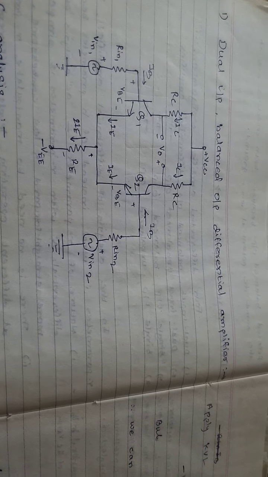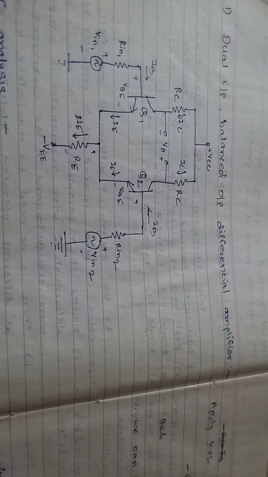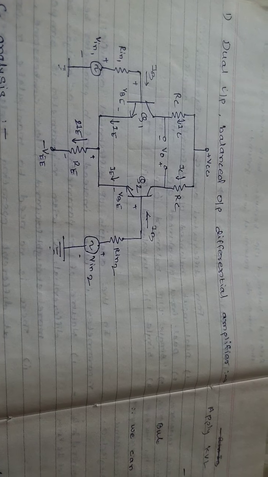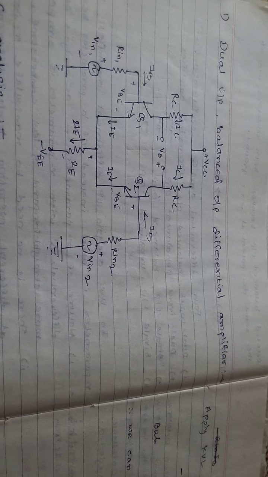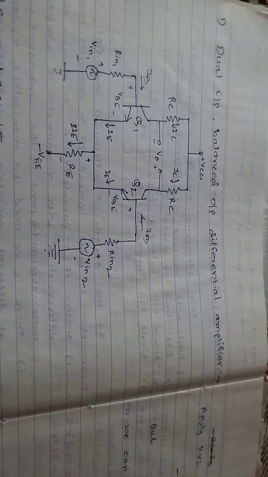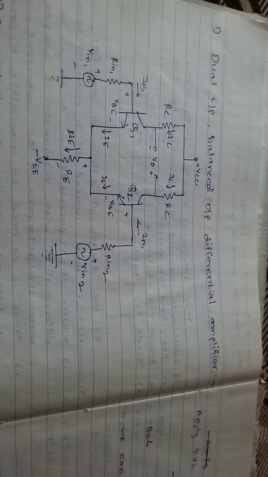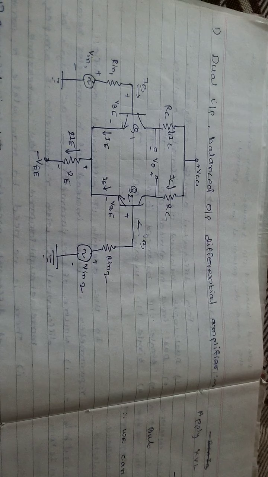In this lecture, we will see the dual input, balanced output differential amplifier. In this particular circuit diagram, as we know, input voltages Vin1 and Vin2 are applied across Q1 and Q2, that is, the bases of transistors Q1 and Q2.